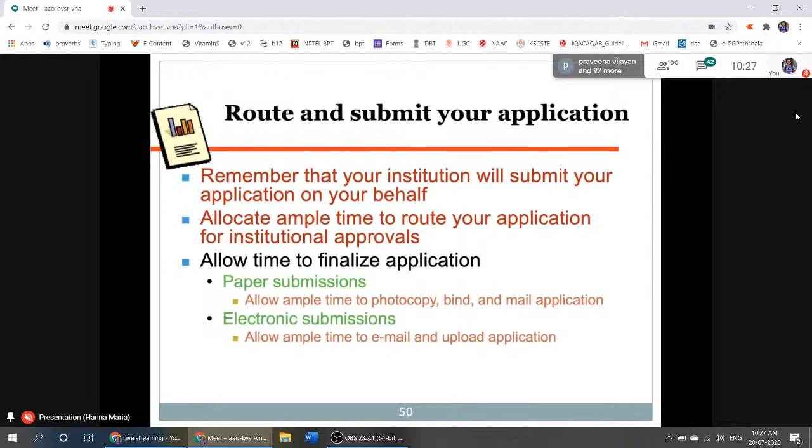You see, forwarding, very, very important. I'm sure the college teachers, they have to forward the proposal to principal. Universities, the proposals are forwarded by the registrar. Remember that your institution will submit your application on your behalf. In some institutions, they submit the proposal to their own office. But in MGU, what we do is the registrar will give you the forwarding letter and the PI will directly send by speed post or online. Allocate ample time to route your application for institutional approval. That is very important. Some institutions, it might take some time. If you're submitting a proposal without the forwarding letter of your institutional head, they will not consider. Next one, please.